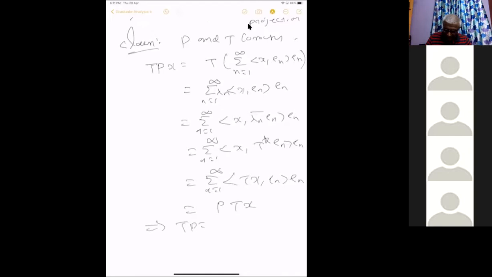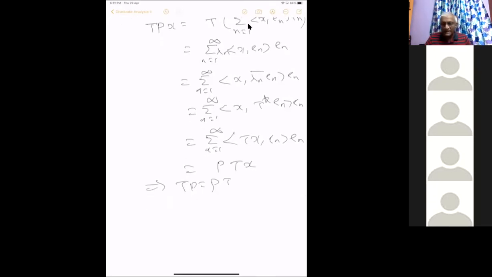Is it clear? TP equal to PT. Is it clear? Yes, I just expanded it in this orthogonal basis. There is something I have missed, but it is clear. You have to write the x as something in K and something in the K perp. Once you apply P, the K perp part will be killed, and that's what I'm using here also. This is just PTx. The K perp part will be killed. Okay. So TP equal to PT.